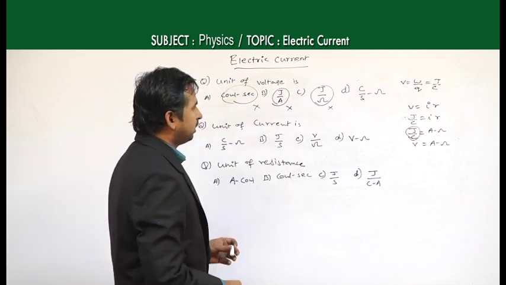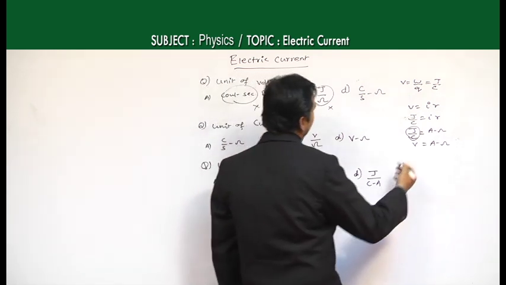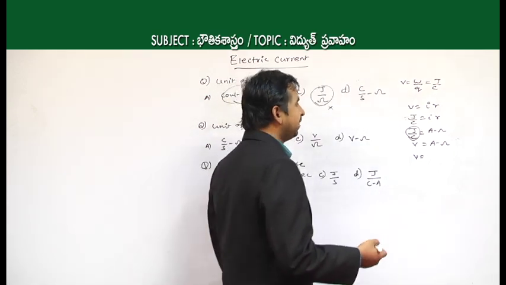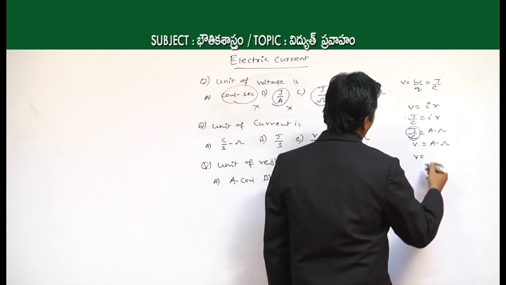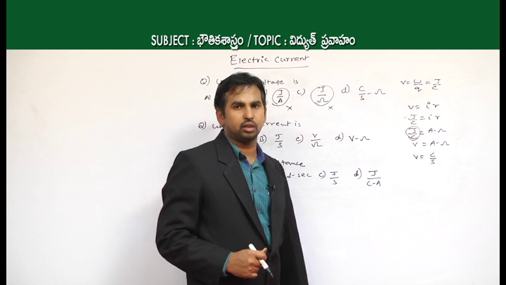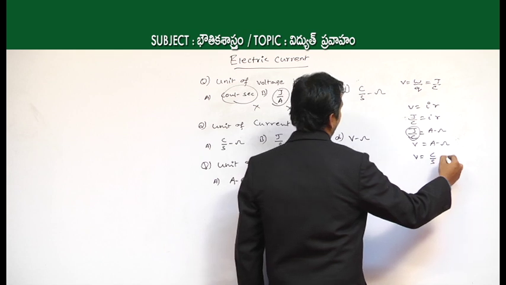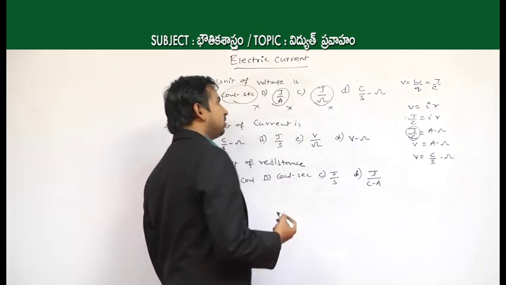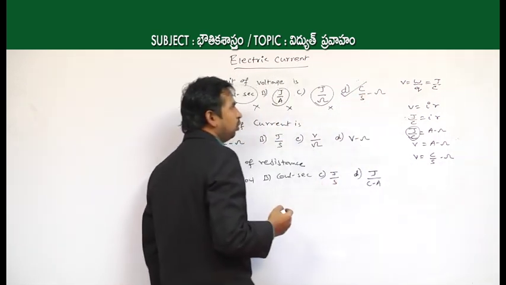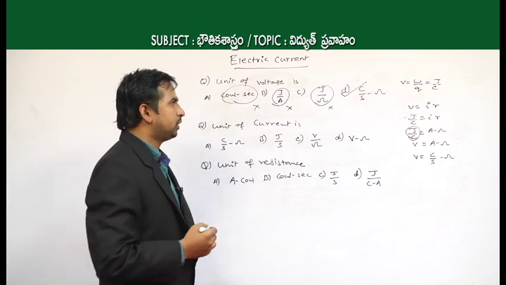So only the option coulomb per second and ohm is correct, because voltage V is equal to ampere ohm, like IR. Ampere is the current, where current I is equal to Q by T, that is coulomb per second. Then it becomes C by S ohm. That is why in this case this option is correct, where coulomb per second represents current, and ohm is resistance.